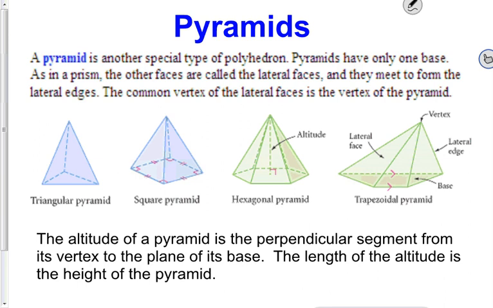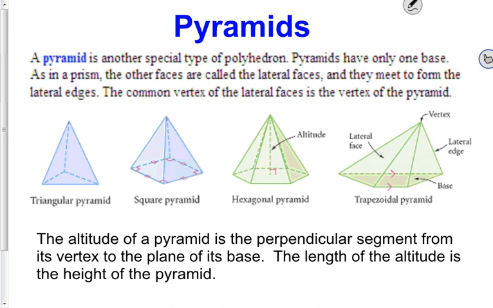So let's look at the different examples. Over here on the left, we start with a triangular pyramid, and it's called a triangular pyramid because the base is a triangle. Next, we go to the square pyramid because the base is a square. Then we have the hexagonal pyramid where the base is a hexagon. And finally, we have the trapezoidal pyramid where the base is a trapezoid.